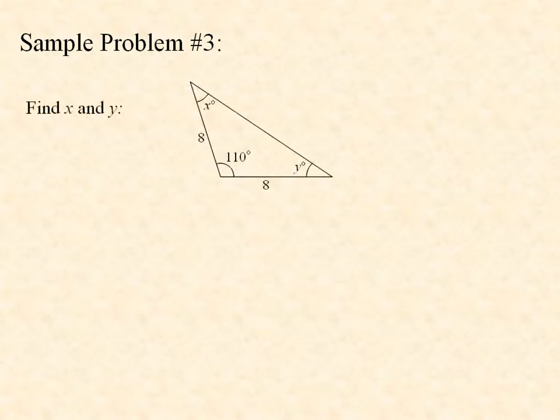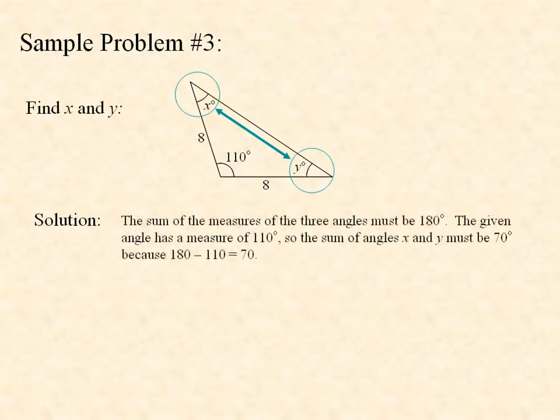Sample problem number 3. Find x and y. This is very much like the last one, except the side lengths are marked. So we have two equal sides. Therefore, the angles opposite these sides are equal. In other words, x and y are the same angle.